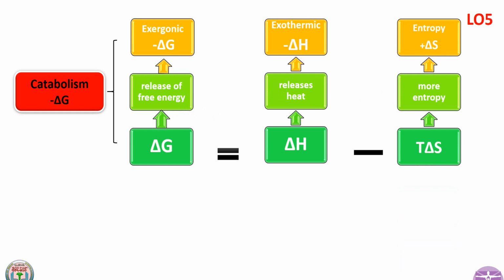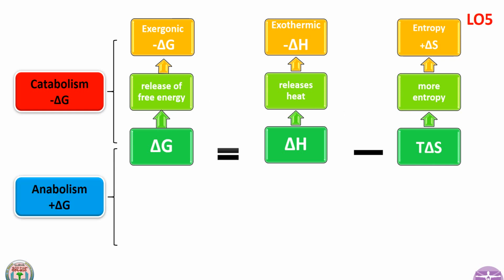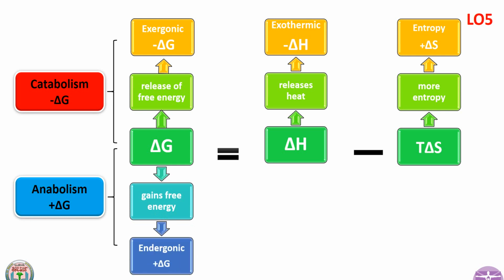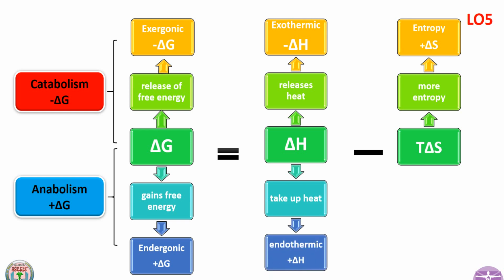On the other side, in the anabolism, the delta G, there will be a gain of energy. The reaction is not spontaneous, and it is an endergonic reaction and needs energy to start the process of anabolism. The delta H in the anabolism, the reaction needs energy, takes up energy, so the delta H is also positive, and the reaction is said to be endothermic.